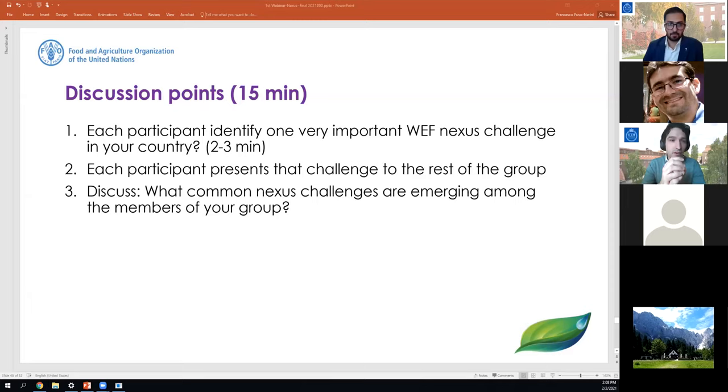Then you can, if you want, share with the other people in your meeting room the possible challenge that came into your mind and see if you have any commonalities between the countries in that room. Unfortunately, we cannot make rooms by language, so there might be mixed languages, French, English, maybe Arabic, in the same room. Feel free to present in the language you're most comfortable with. Anyway, we will bring everyone back in 10 minutes.